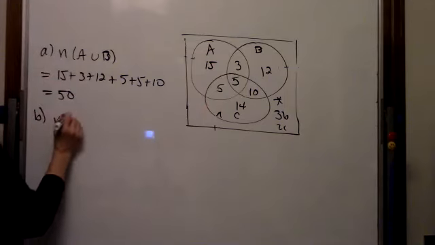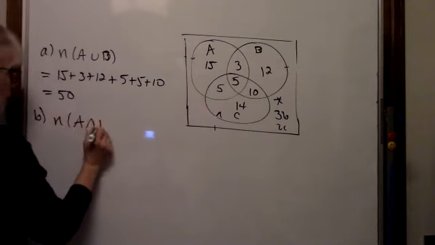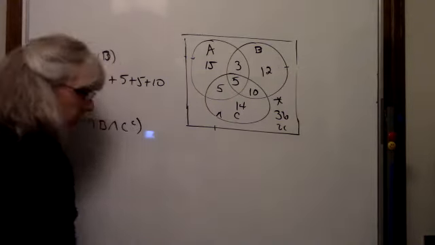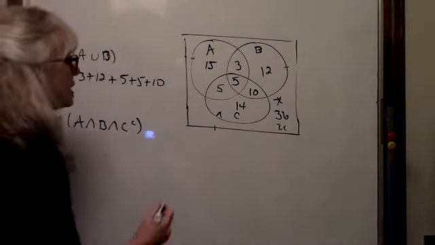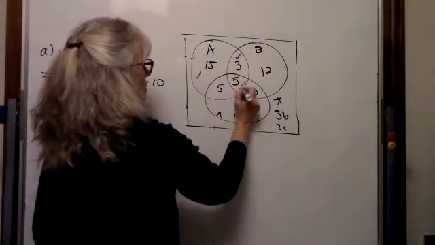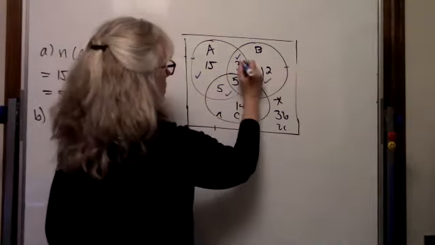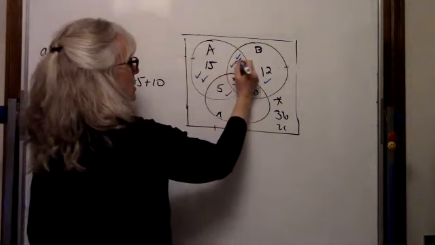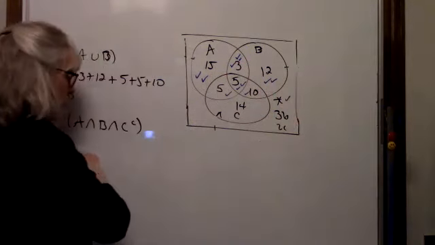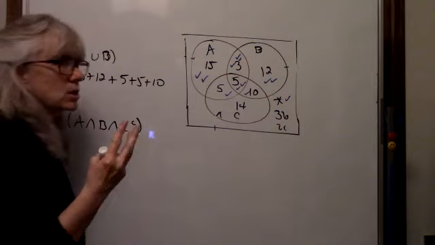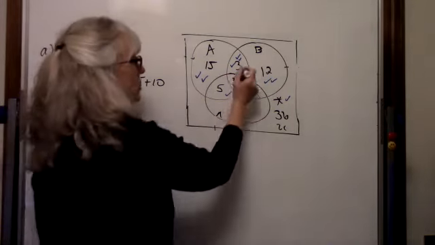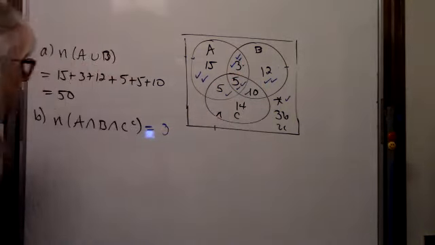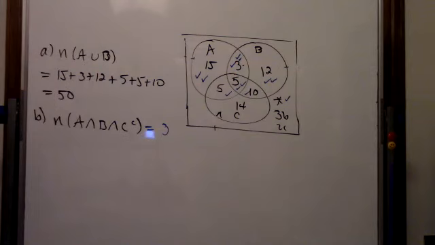Part B is asking us to find the number in A intersect B intersect C complement. So let's do some check marking again, just to make sure we find what we need. We know that A is this one, this one, this one, this one. B is this one, this one, this one, this one. And C complement is everything outside of C. So that would be this one, this one, this one, and this one. Because we're looking for that intersection, we need the region that has 3 checks, 1 for each of the sets we intersected. The only region is this region right here. So our answer to that question is the 3 that's sitting up there. And that's A intersect B intersect C complement.